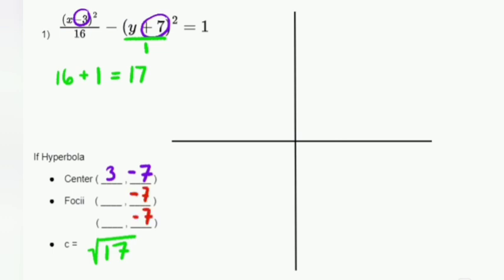Because +16 is bigger than -1, we are going to be manipulating the x's. Since we're manipulating the x's, that means the y stays the same. So I put -7 in for both y's. I said we're manipulating the x's, so 3 plus the square root of 17 and 3 minus the square root of 17. To graph it, I put the center at, well, the center, which is 3, -7.